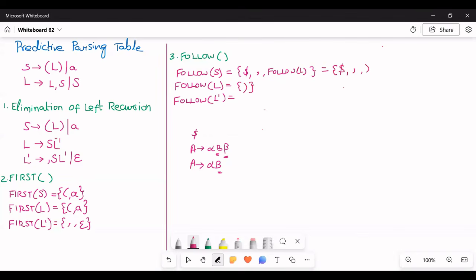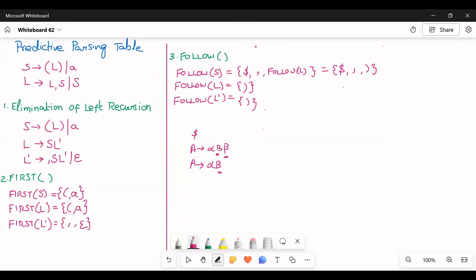What is follow of L dash? Here L dash appears in two cases. Here L dash is followed by nothing, so follow of L dash is follow of L as per rule 3. Follow of L is right parenthesis, so substitute right parenthesis here. In the other case, to find follow of L dash we would again need follow of L dash. It doesn't make any sense, right? So the close bracket we have already added. So that's all. We found the first and follow functions.